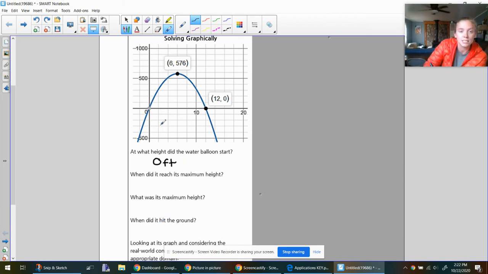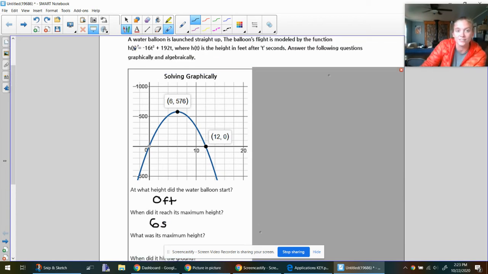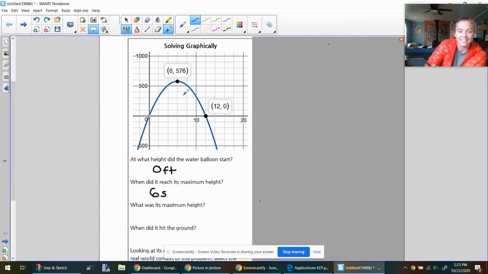When did it reach its maximum height? Well, when the graph is at the top, that's the vertex. And the vertex happens at 6 seconds. We know that the x-axis is time because we are measuring h of t, and the y-axis is the height. So what was its maximum height? Well, at 6 seconds, its maximum height was 576 feet.